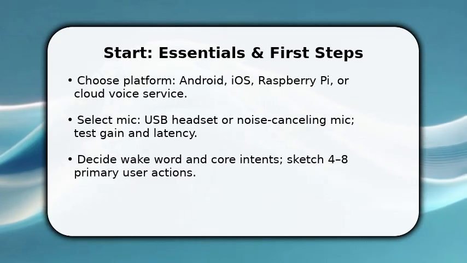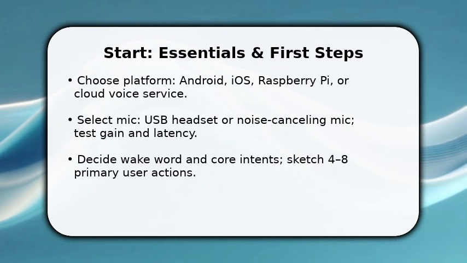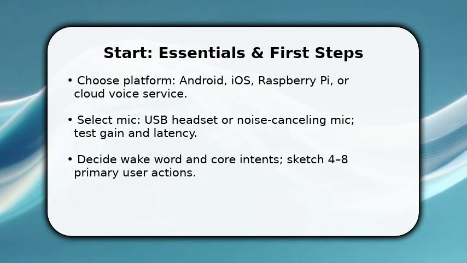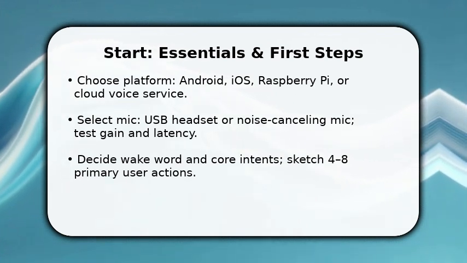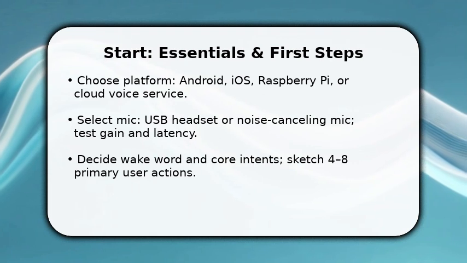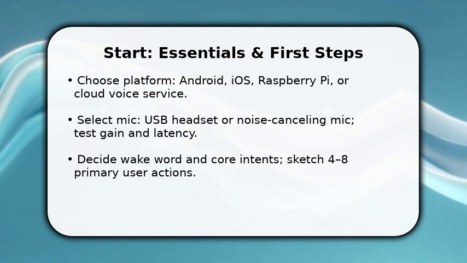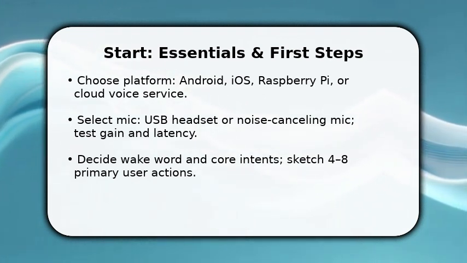You begin by locking down essentials. Pick the platform and a reliable microphone, then decide a concise wake word and 4 to 8 core intents. Once chosen, create a minimal flowchart that maps user phrases to intents so you know what to handle first.